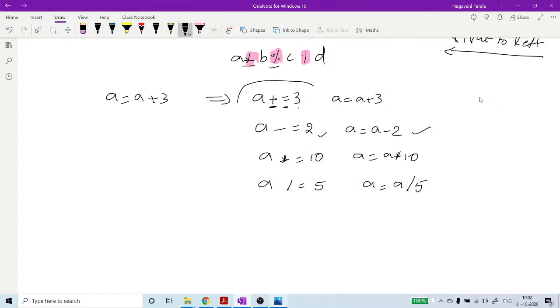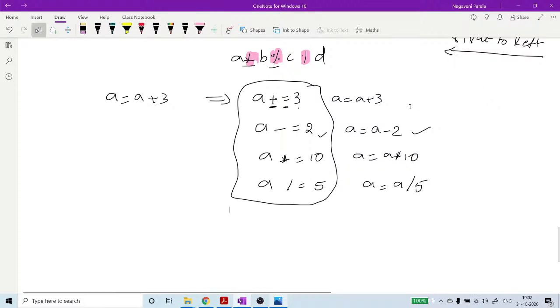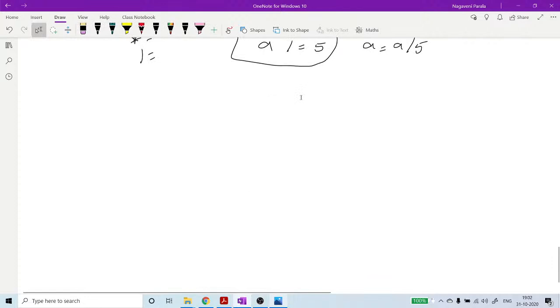Ma'am, ఇవి వర్క్ అవుతాయా ప్రోగ్రామ్లో రాస్తే? ఎగ్జాక్ట్లీ. Okay, I can also use them. సో ఇవి షార్ట్ కట్ నొటేషన్. అంటే ప్లస్ ఈక్వల్ టు, మైనస్ ఈక్వల్ టు, స్టార్ ఈక్వల్ టు, డివిజన్ ఈక్వల్ టు. ఓకేనా మ్యామ్? ఇక్కడ 3, 2, 10, 5 ఇలానే ఇవ్వాలా? ఇంకొక వేరే కూడా ఇవ్వచ్చు. ఎట్లా ఇవ్వచ్చో చూపిస్తాను.